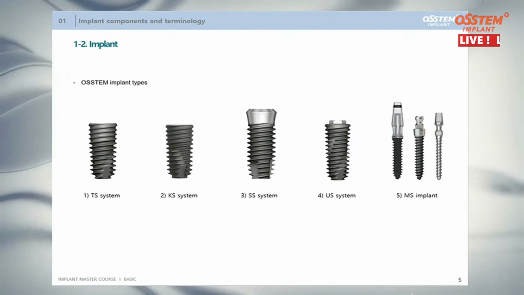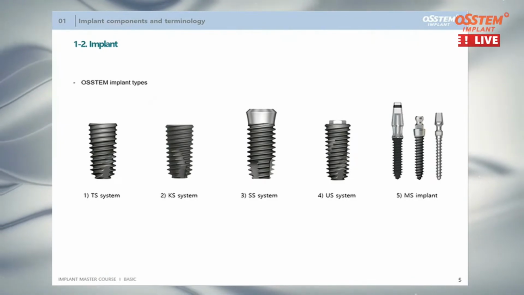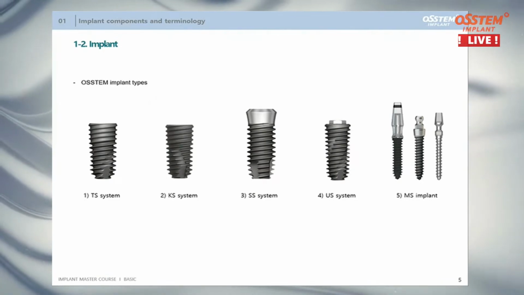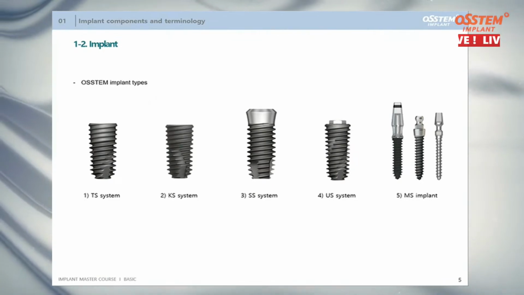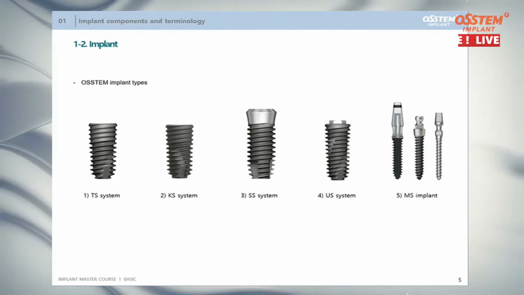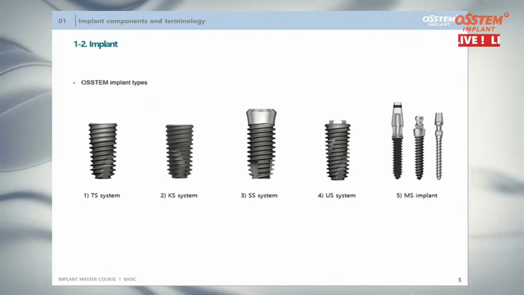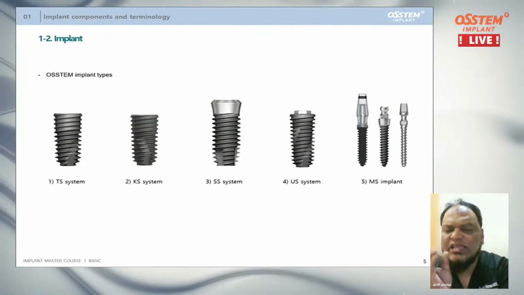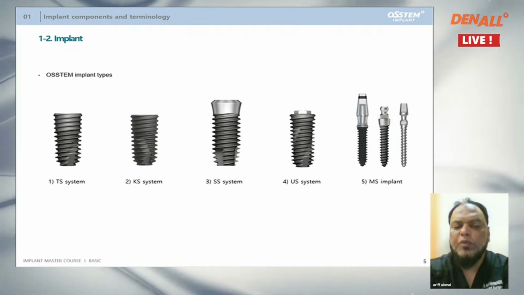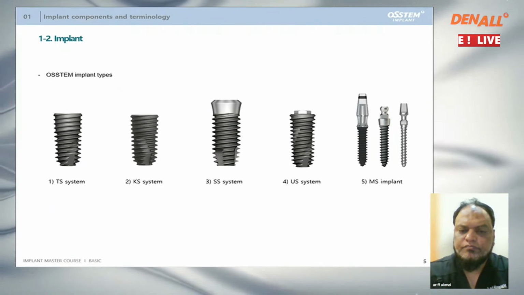Very, very rarely we use the MS system, unless we require it for temporization of the denture or a single temporary crown. If you are doing multiple implants and you want to do temporization, we use the single piece implants, or in case of lower anterior or upper anterior region where there is less space, we can use this system. Otherwise, the most popular is the TS system.